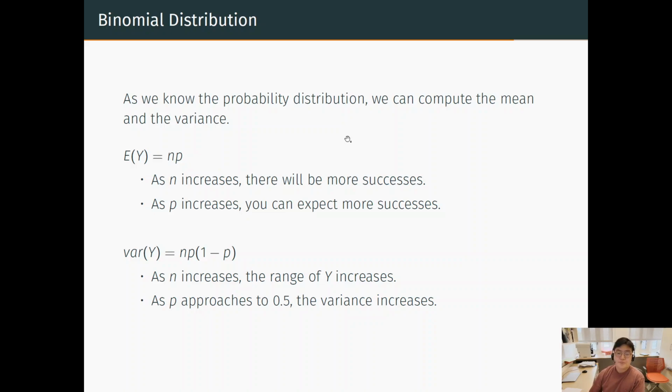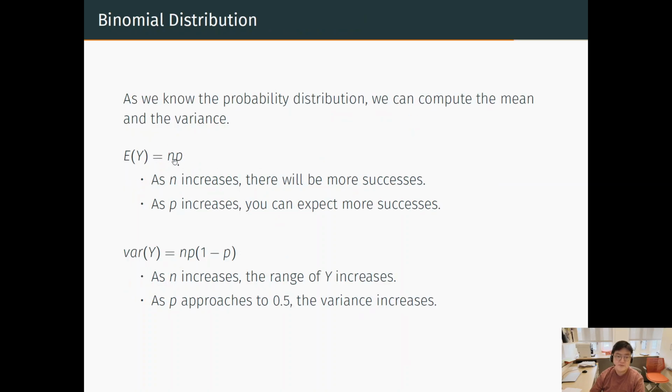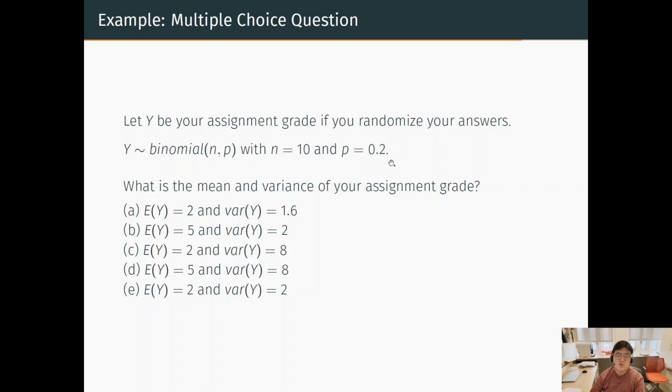Okay, so in the last video, I told you about the formulas for the mean and the variance of the binomial distribution, right? They are pretty simple. And this is a very straightforward application of the formulas. So the parameter n is 10 and p is 0.2. So the expectation is n times p, so 10 times 0.2 is 2.